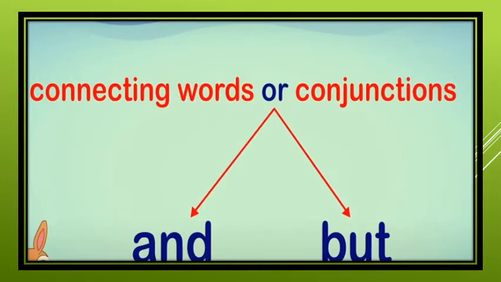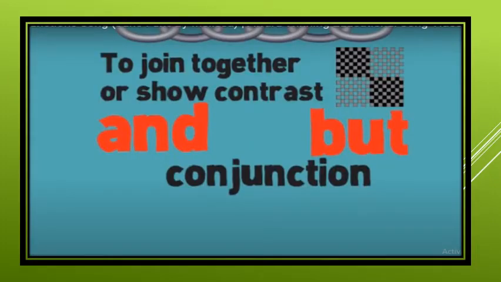So and, but are connecting words or conjunctions. They connect two sentences together. To join together or show contrast, we use and, but. So we use and to join two sentences together, and we also use but to join two sentences in which there is a contrast.